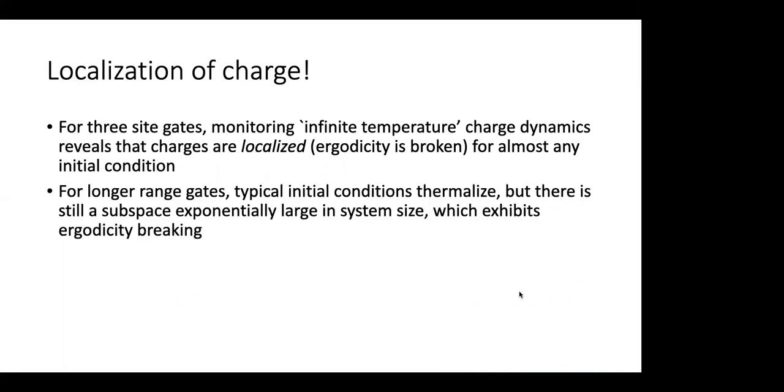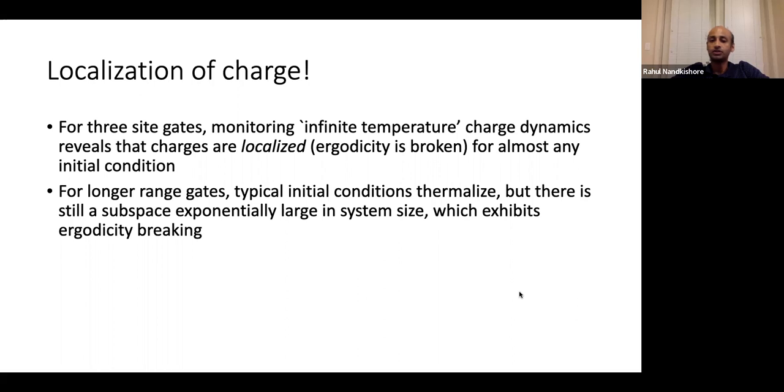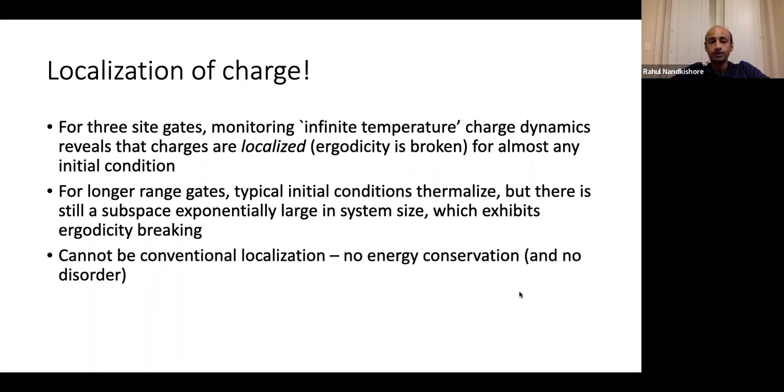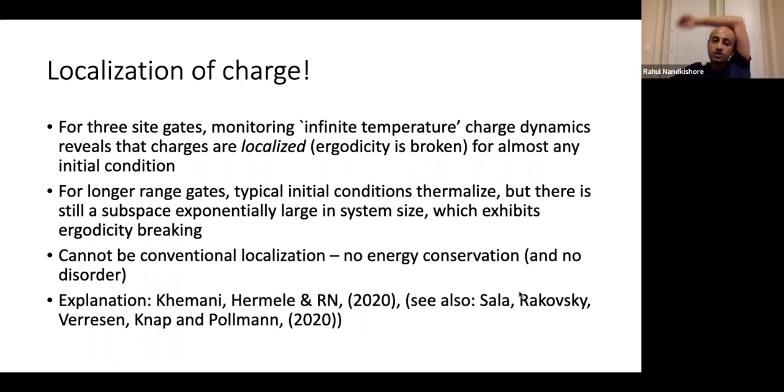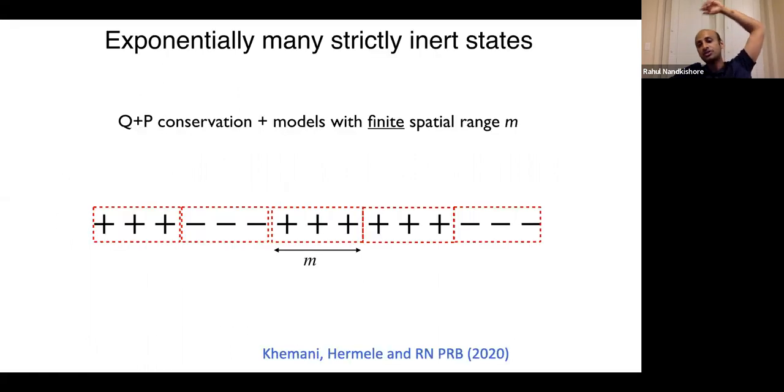If you consider longer range gates, then typical initial conditions thermalize, but there's still a subspace that's exponentially large in system size within which ergodicity is broken. And it cannot be conventional localization because there's no energy conservation and there's no disorder. So what is going on? That we explained in this other paper here, and I'll share that with you now. And again, there's a nice constructive argument which can be shown pictorially.